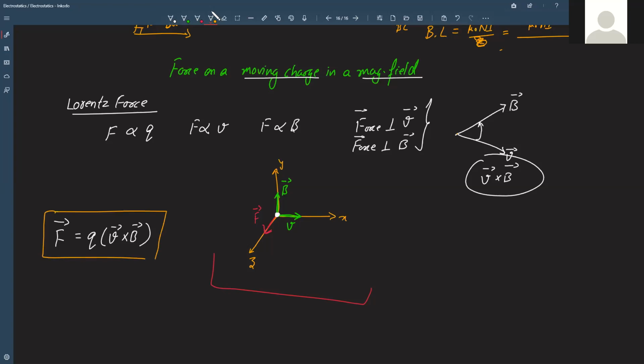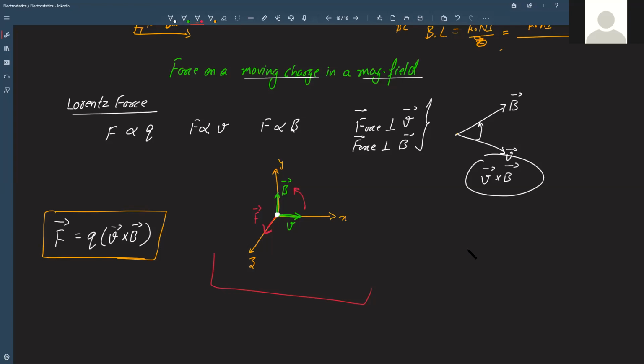It has both magnitude as well as direction. It is always perpendicular to both V and B. Right. So that is by Fleming's left hand rule. And now in the same thing, you can also apply your right hand rule. So right hand rule says what?